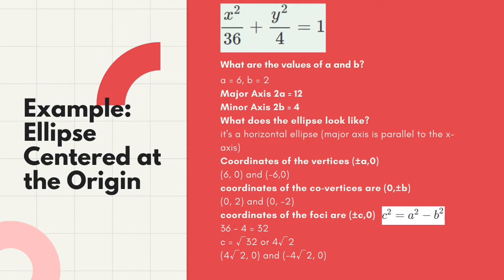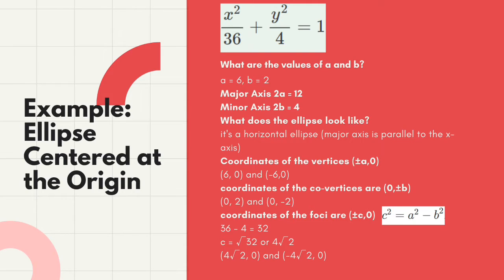x squared over 36 plus y squared over 4 equals 1 is an equation of an ellipse in standard form centered at the origin. Now what are the values of a and b? a is 6 and b is 2. In order to get the value of a, find the square root of 36 and do the same thing with b. The length of the major axis is 2a, which equates to 12, and the length of the minor axis is 2b, which equates to 4. The ellipse, when plotted, would be a horizontal ellipse because the major axis is parallel to the x-axis.